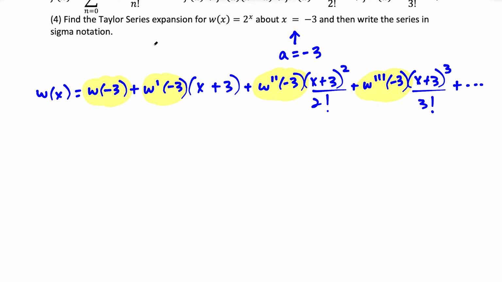So these 4 terms we're going to find by starting with w of x, which is 2 to the x power, and we're going to start taking derivatives here. So we have w prime of x is equal to the derivative of 2 to the x power, which is 2 to the x times natural log 2.